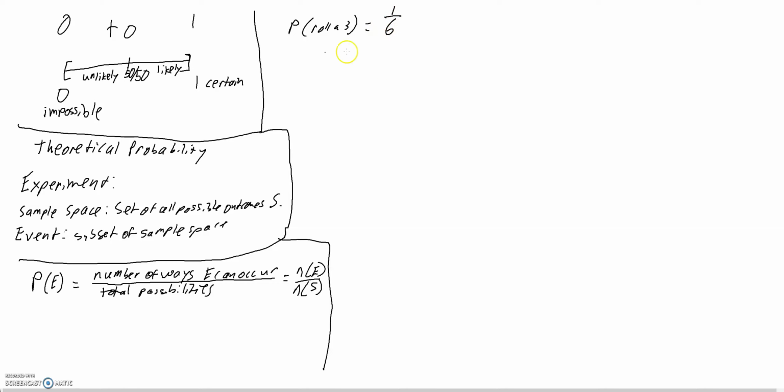What's the probability that I roll an even number? How many even numbers are there on a 6-sided die? There's 2, 4, and 6. That means there's 3. Out of all of our possible outcomes, how many possible outcomes are there? 6 possible outcomes. Hopefully that makes sense to everybody there. What's the probability I roll greater than 4?